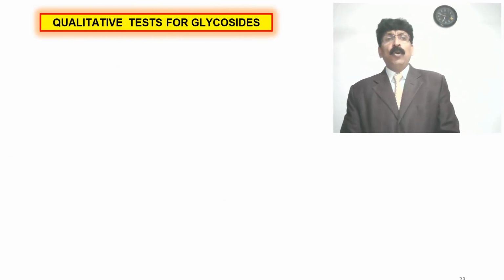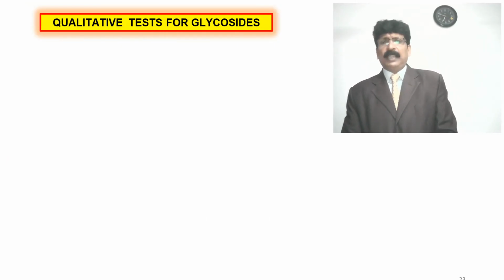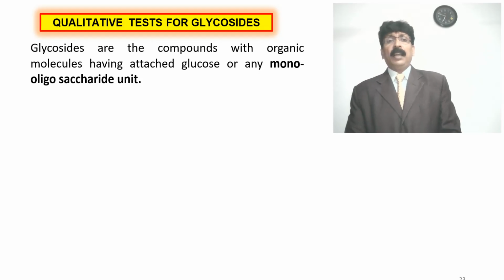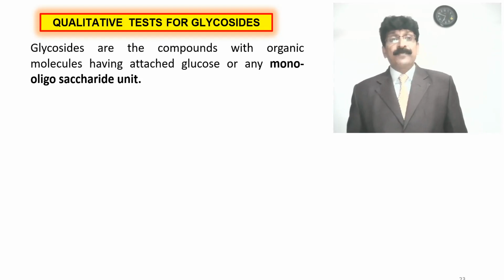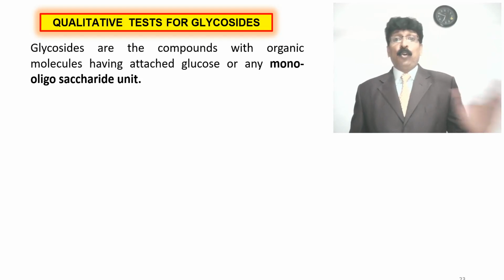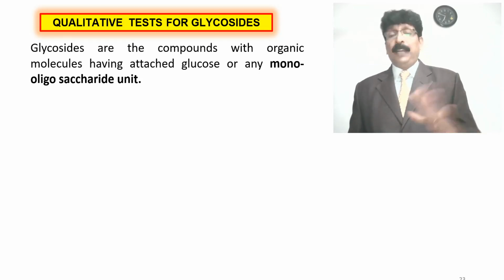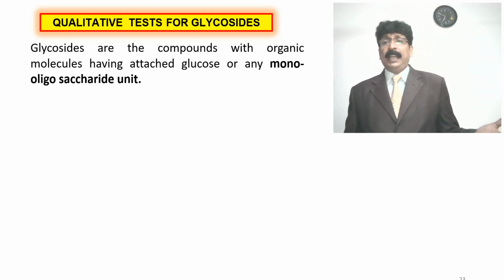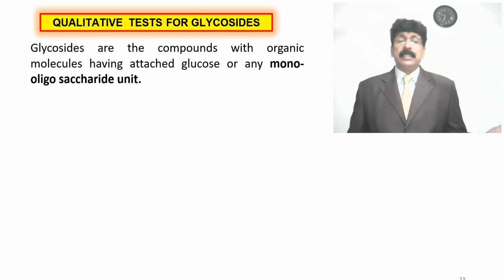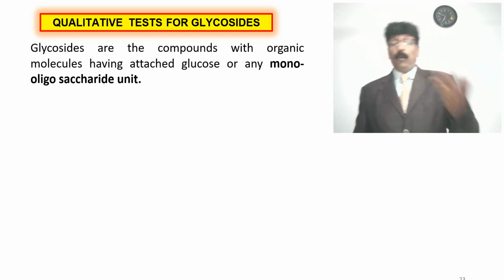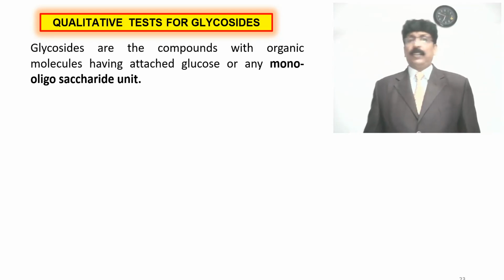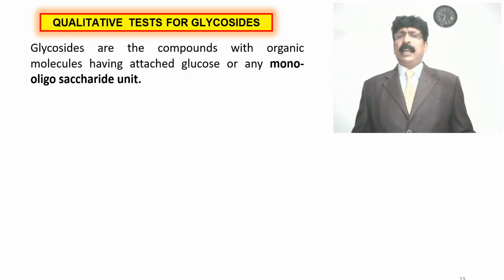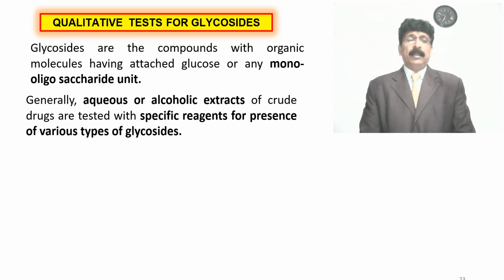Now, the qualitative test for glycosides. Very interesting. Glycosides, you should know what glycosides are. Glycosides are compounds with organic molecules attached to glucose or mono-oligosaccharide units. Otherwise, you might have studied in detail the aglycone and glycone part, which has O linkage, C linkage, N linkage. There are many linkages of glycosides you might have studied. But anyhow, there is an aglycone and a glycone part in a glycosidic linkage.